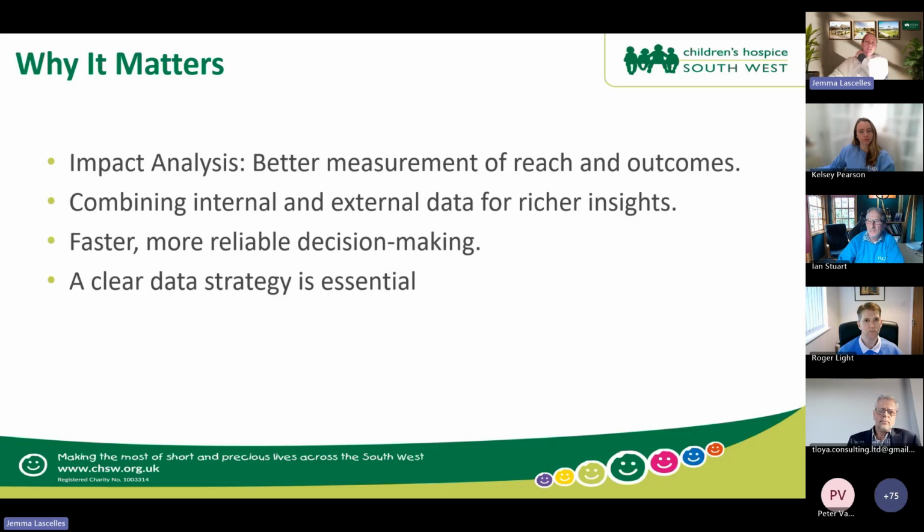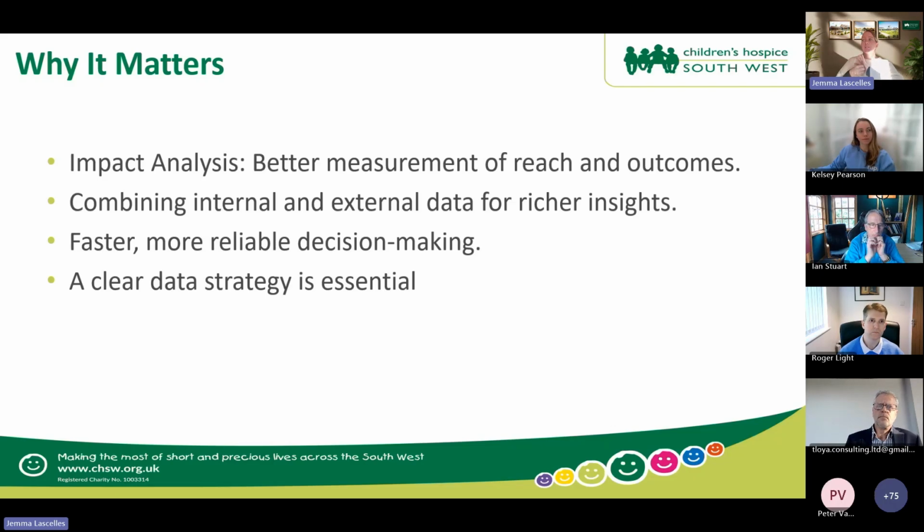As my last bullet point there says, a clear data strategy is essential, and is evolving through this project. For us, what that does is it provides a roadmap for how we collect data, store data, analyze data, and then ultimately how we act on it.